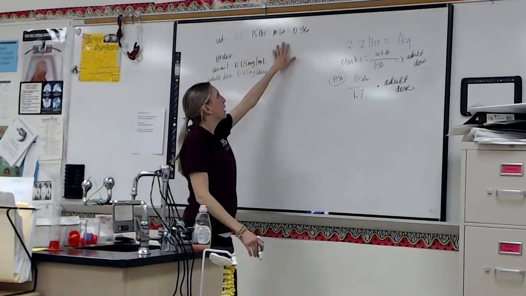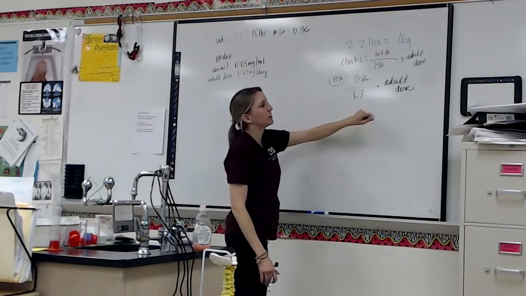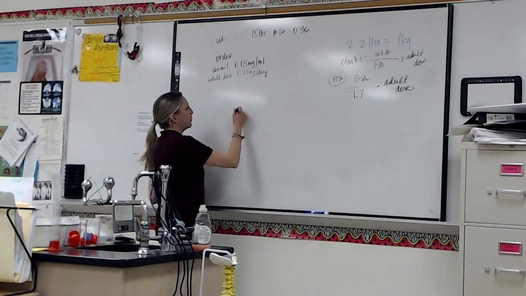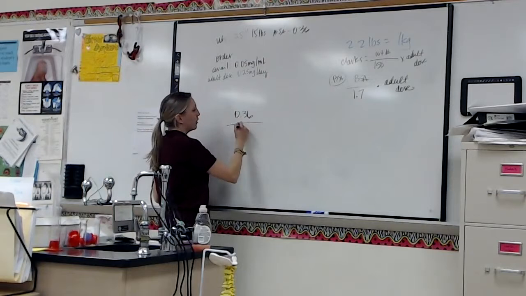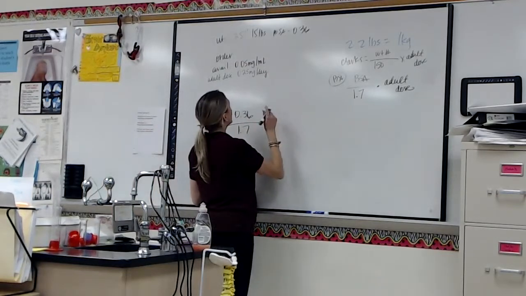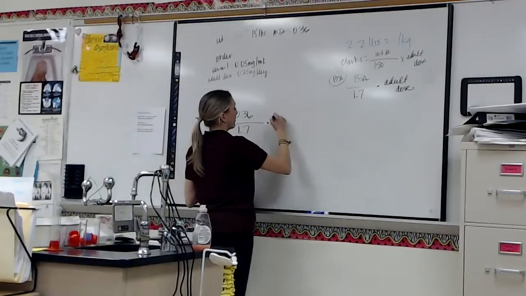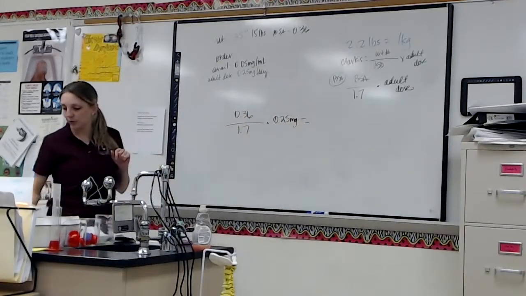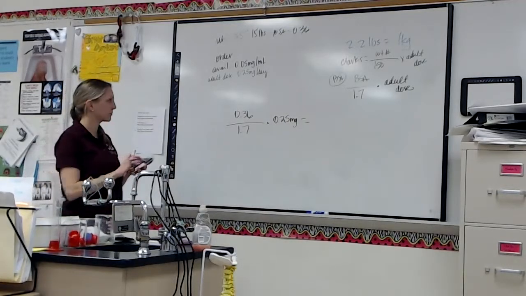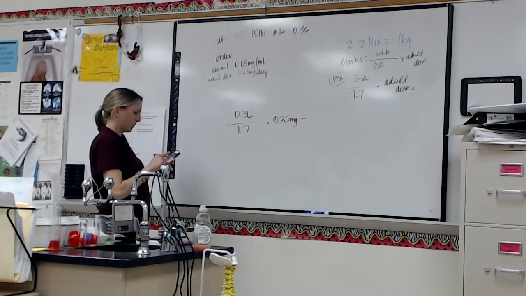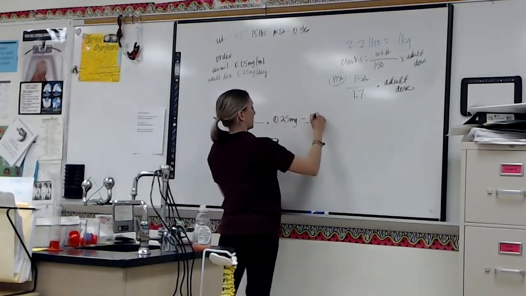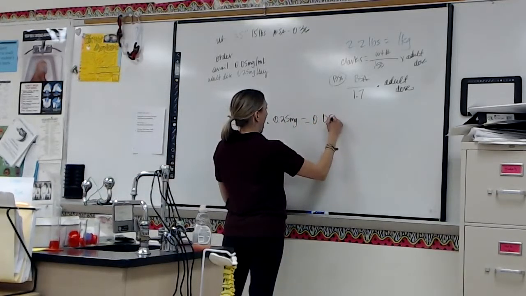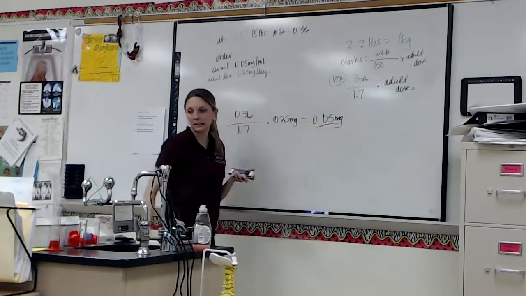We already have the body surface area, so let's use the body surface area formula. We know their BSA is 0.36. Put that over 1.7 times the adult dose, which is 0.25. So that's what we want to know, and then you just multiply and divide that out. 0.05 milligrams. That's how much they need.